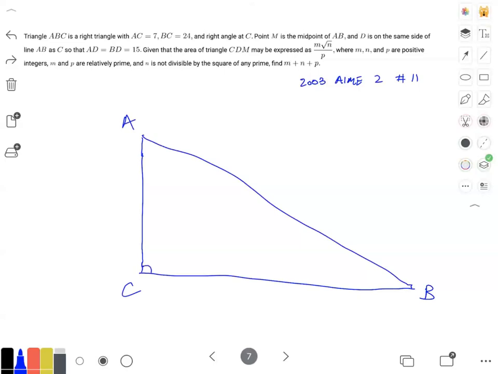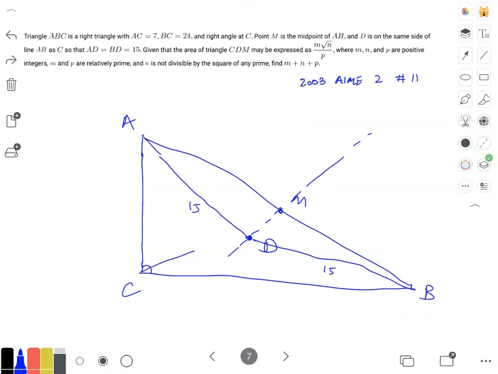M is the midpoint of AB. In other words, M is the circumcenter of triangle ABC. And D is on the same side of line AB, so that AD is equal to BD is equal to 15. So if I know that AD equals BD equals 15, I know that point D must lie on the perpendicular bisector of AB. So let me just call this point D. So AD is equal to BD is equal to 15. All right. Given that, we want to find the area of CDM.